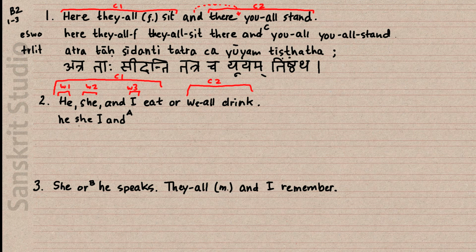So if I is mixed with either you or them or he or she, then it's always we or we two, if the pronoun I is among those. So we all are eating. We all eat.